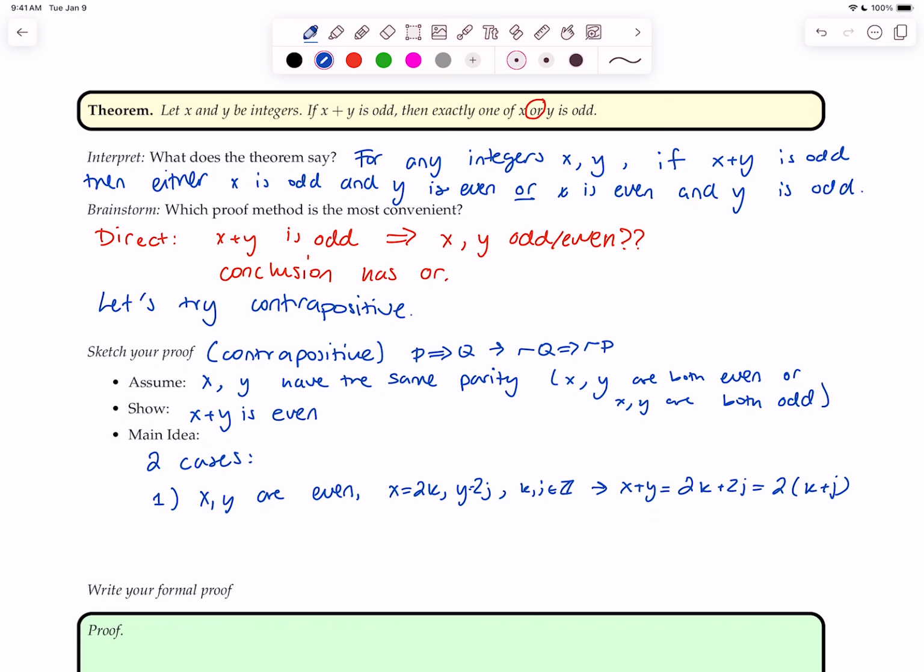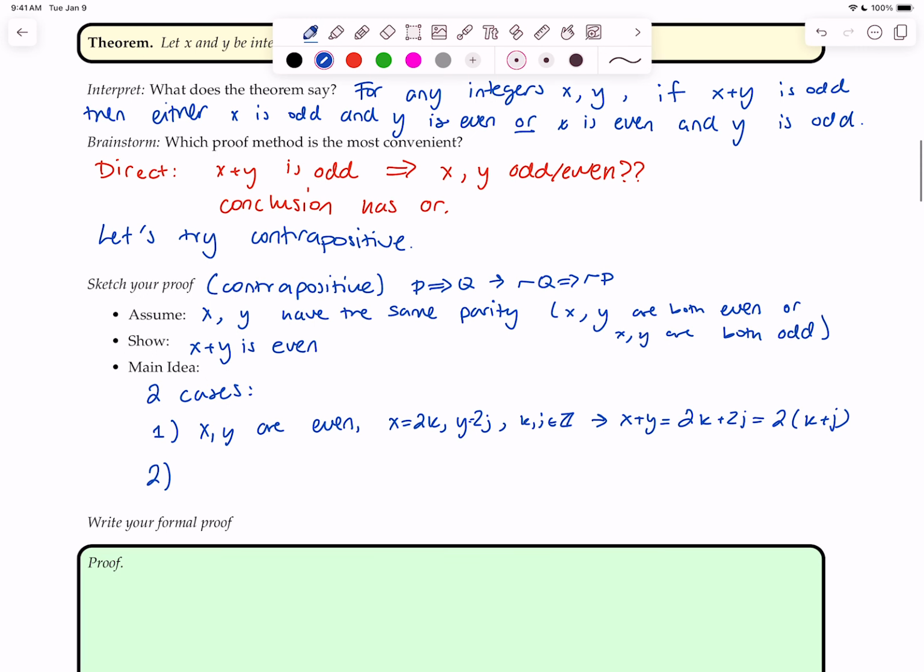Okay. Now, the second case that we need to deal with, because x and y having the same parity means that they could both be even, or maybe they could both be odd, so we need to deal with the odd case separately.